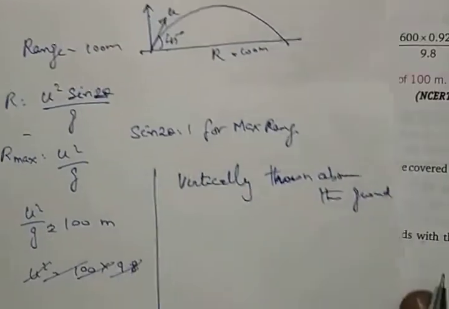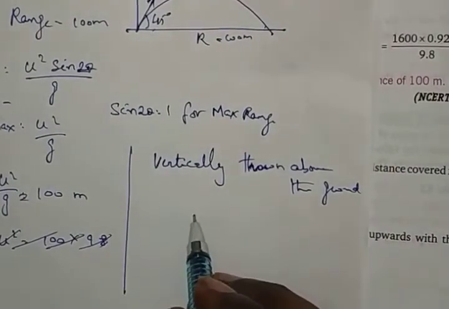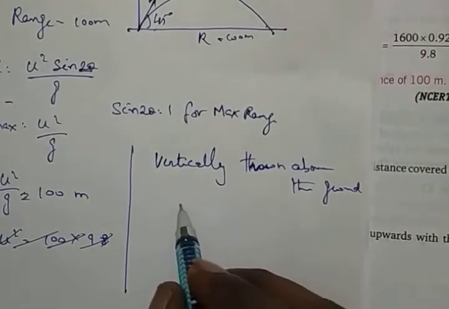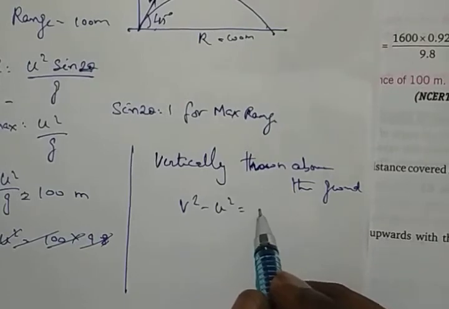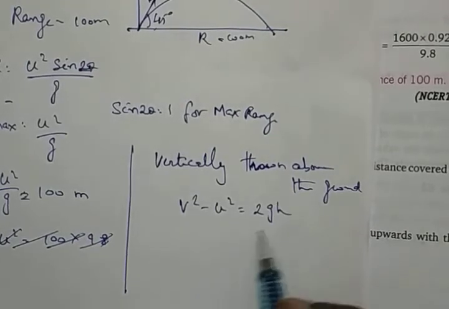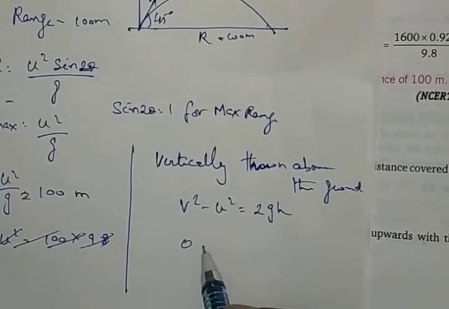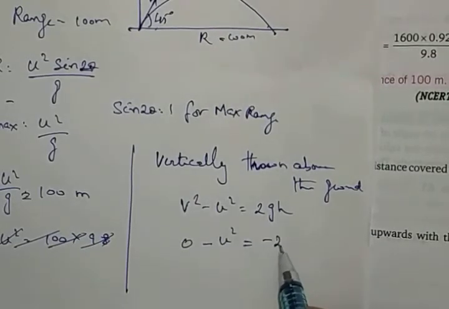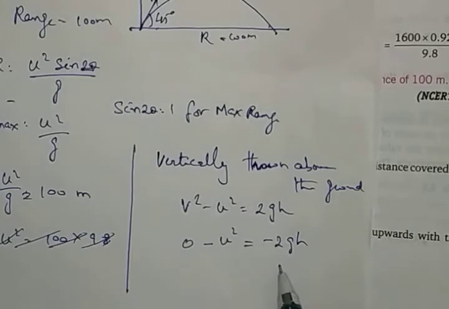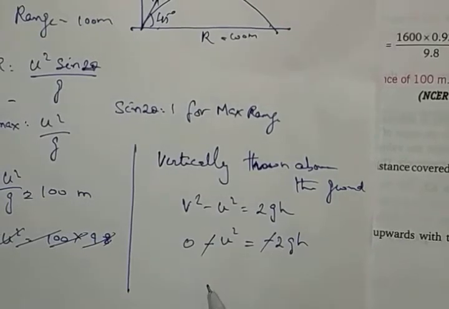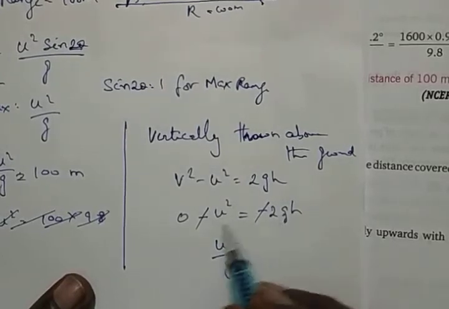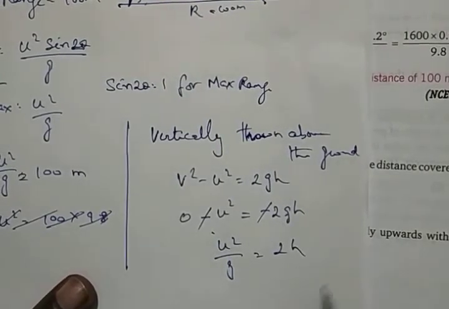If you vertically throw above the ground, what will happen here? So you need to calculate the value here. So how will you calculate? v square minus u square is equal to 2gh. Final velocity is 0. Initial velocity is u, so u square is equal to minus 2gh, because g will be negative here, it's going up. It gets cancelled out here. So u square upon g is going to be equal to 2h.